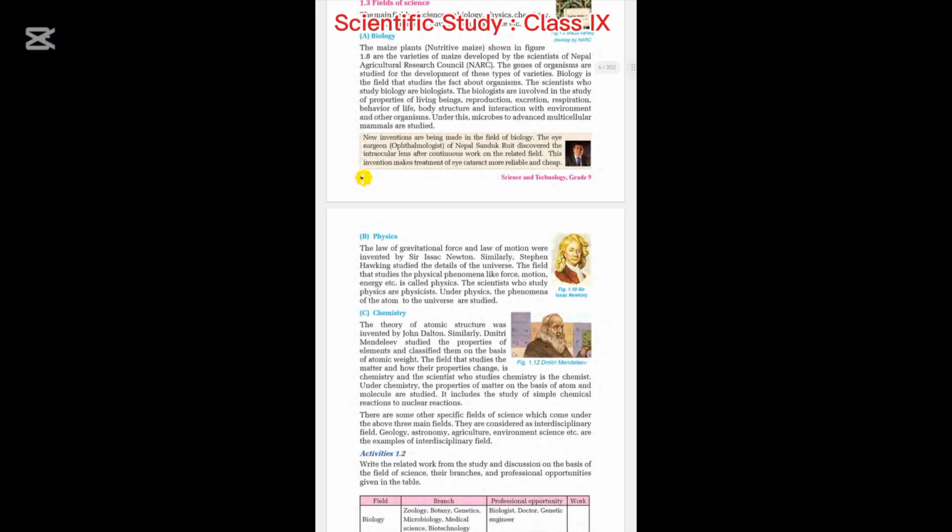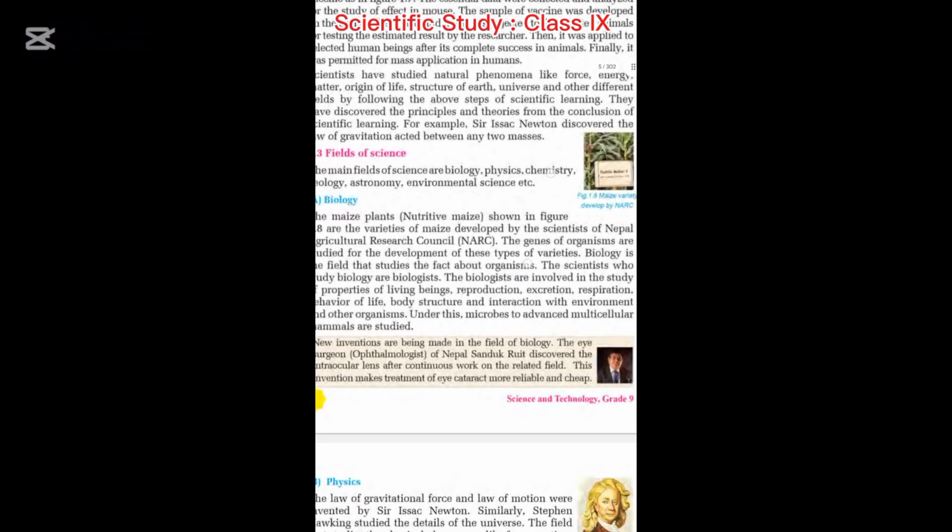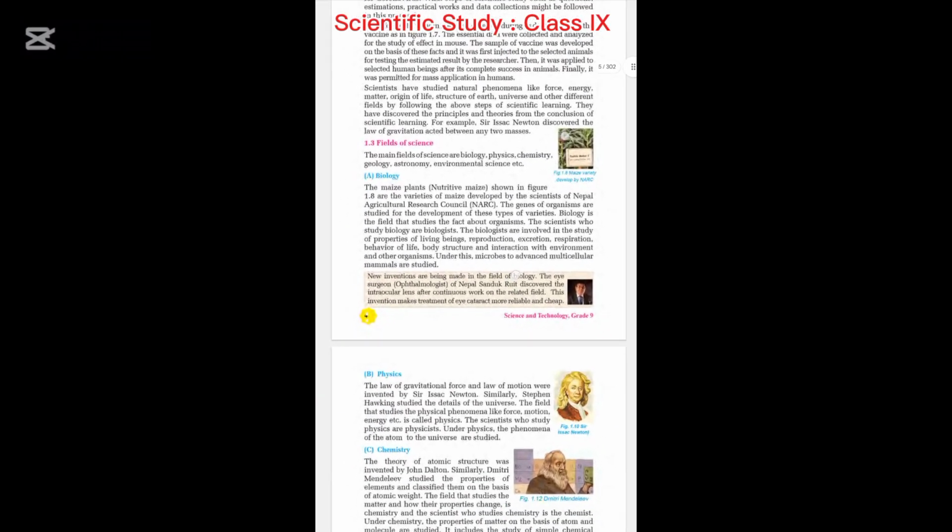Biology. The maize plant, nutritive maize, shown in figure 1.8. These are the varieties of maize developed by the scientists of the Nepal Agricultural Research Council (NARC). NARC stands for Nepal Agricultural Research Council. This is important. The genes of the organism are studied for the development of this type of variety.